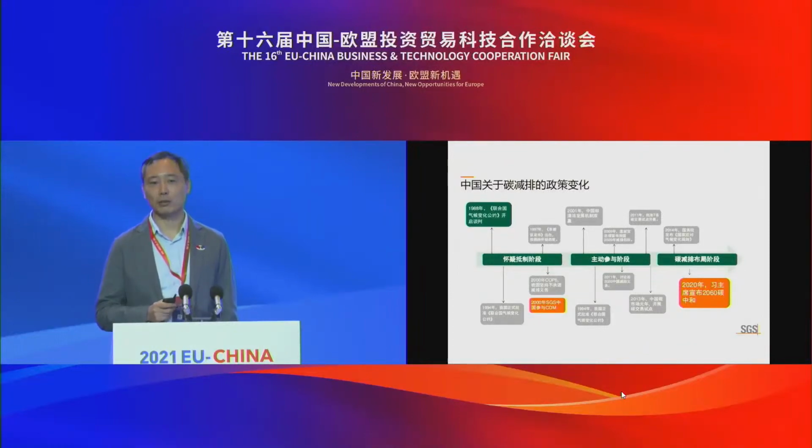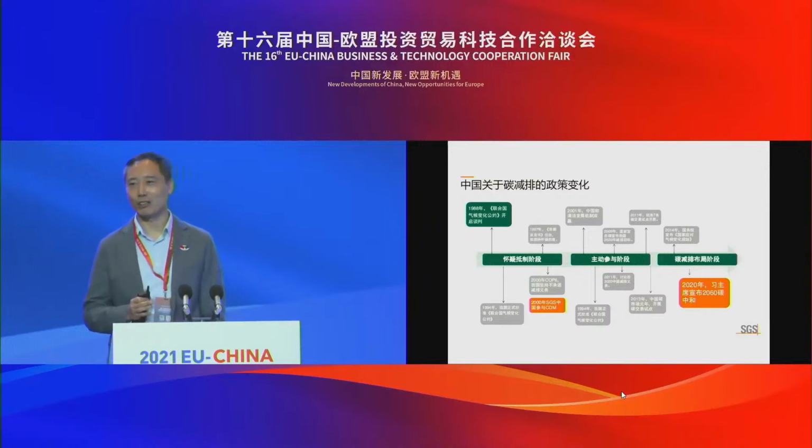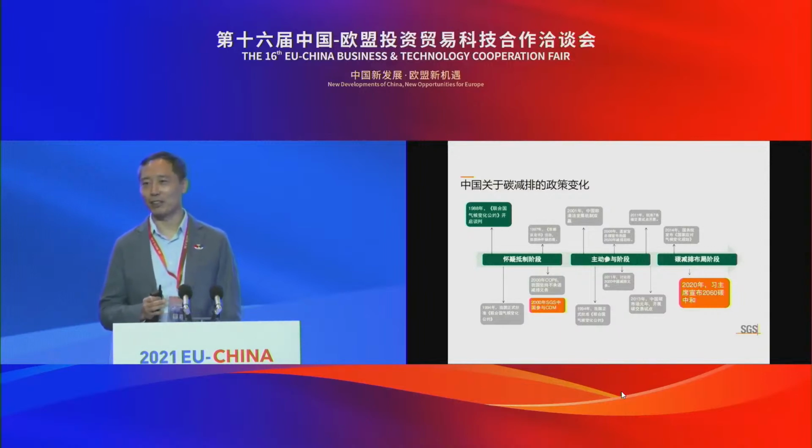In 2006 at the COP6 meeting, China would not commit to a carbon emission goal, and later Prime Minister Wen Jiabao declared that we will take action. So we commit to our promise. In 2020, we declared that we'll reach carbon neutrality in 2060.